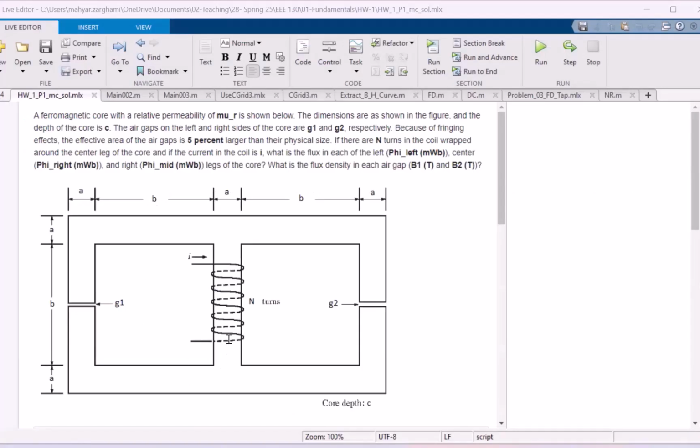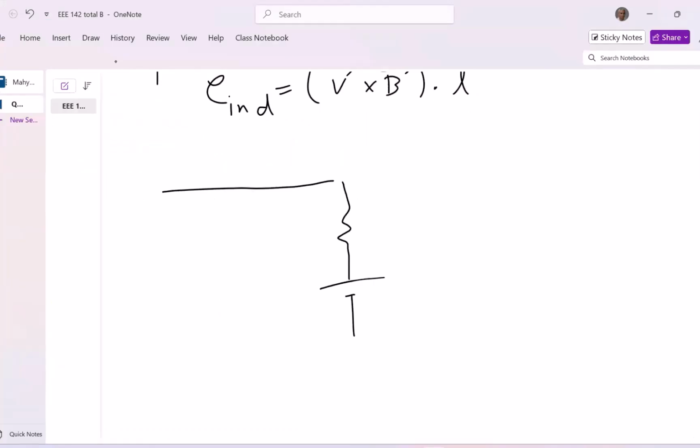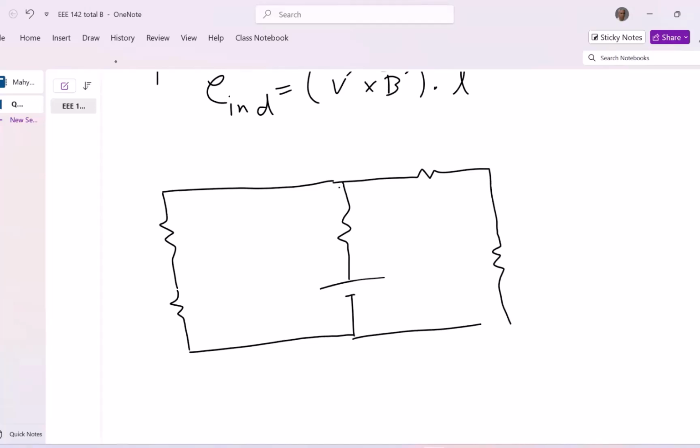So we're talking about a source in here. And then we have basically a path for phi, which would be divided into 2 parts. So wherever we have the same path of phi, we should consider all the elements there in series, right? We have a source here. We have one reluctance. And then this is going to the left side. And then we have the air gap on the left side. And then here we have, on the right side, another air gap.